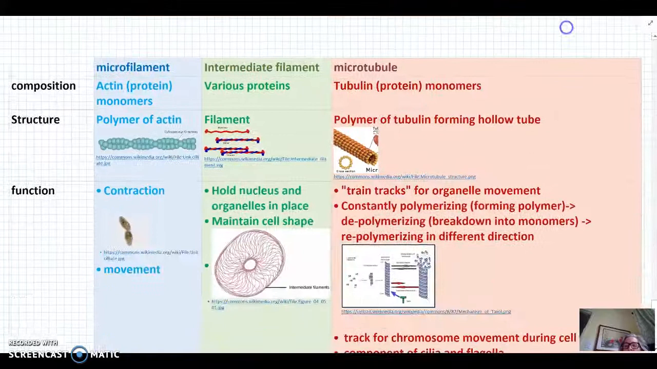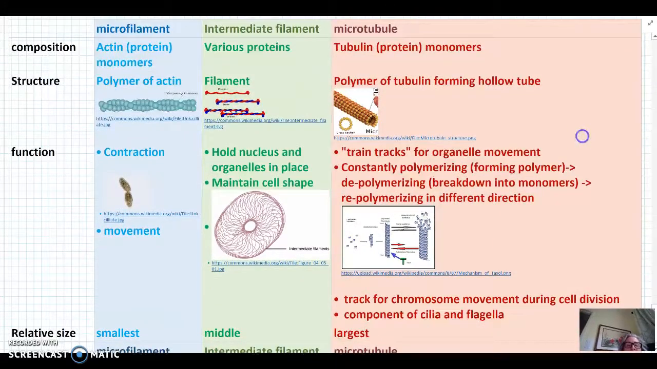So if we looked at all of these skeletal fibers together in one table, you can see the smallest is the actin microfilaments that function in contraction. The middle ones are the intermediate filaments that are made of various different proteins in the form of a filament. They're very static. They hold the nucleus and organelles in place, and they maintain cell shape. And then you have our largest ones, which are the microtubules, formed of tubulin monomers.